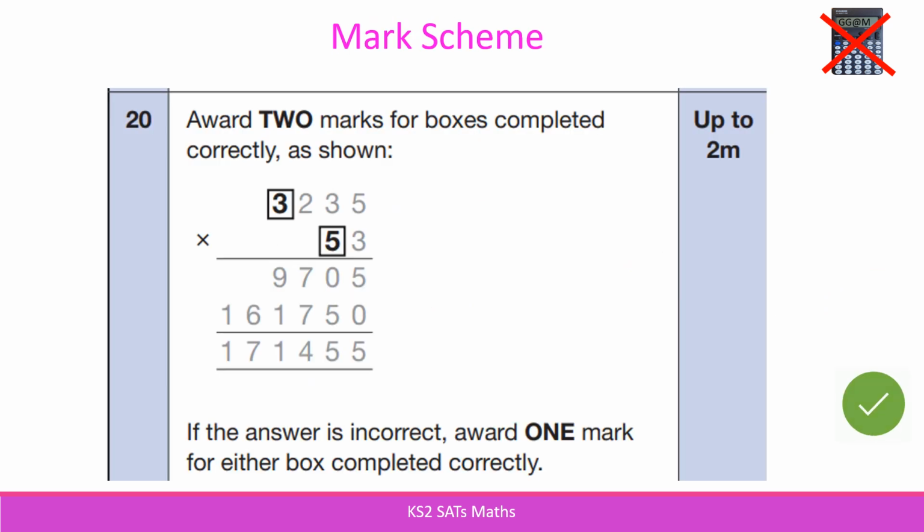The mark scheme on this question says up to 2M, which means up to 2 marks. You will get 1 mark for each one correct. So 1 mark for either box correct. So 1 mark for the 3 and 1 mark for the 5.